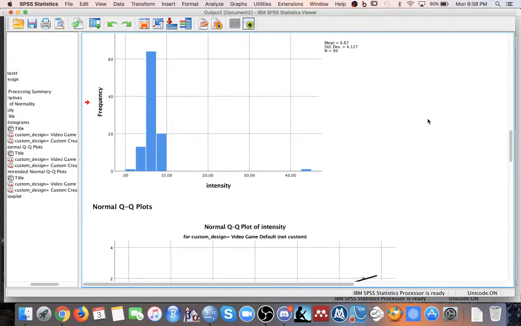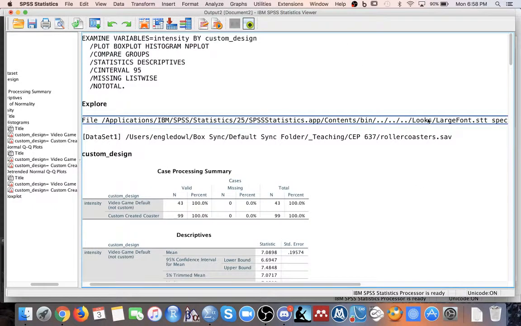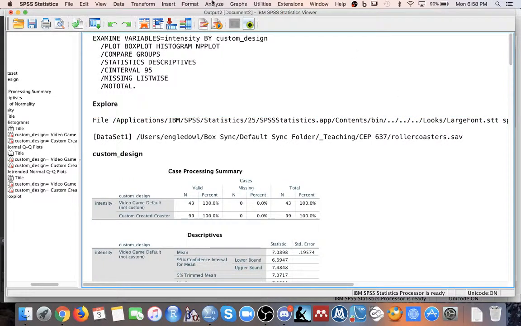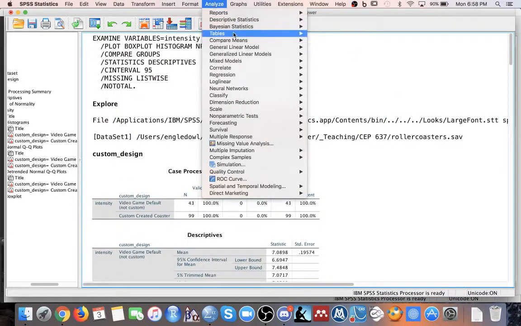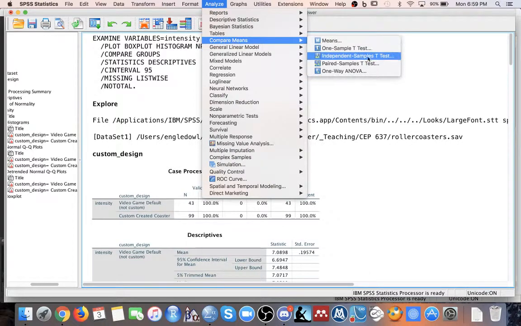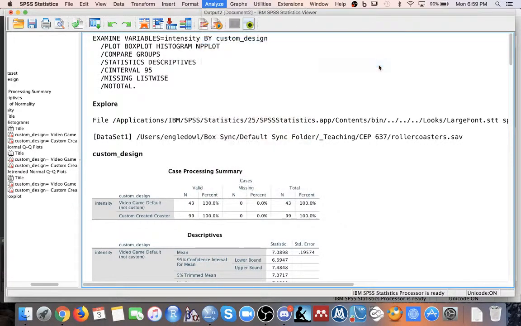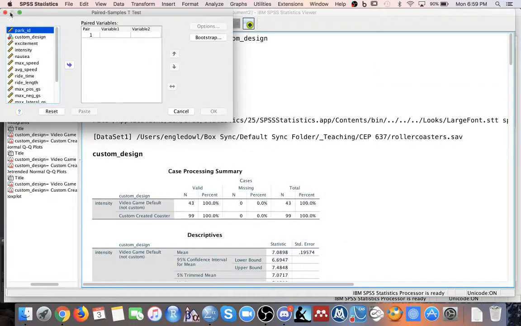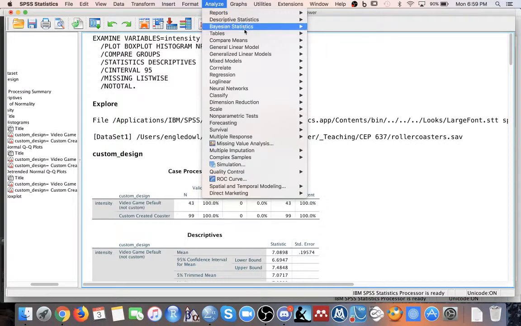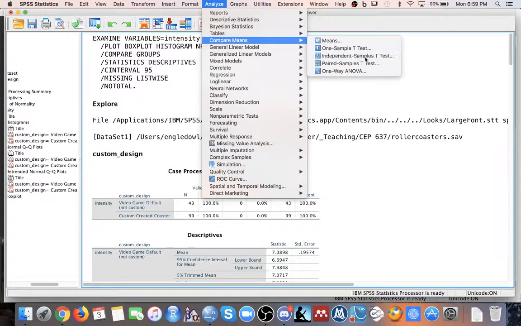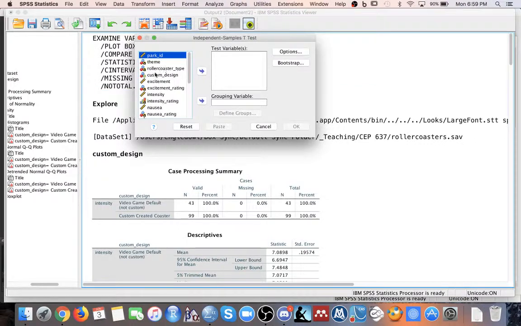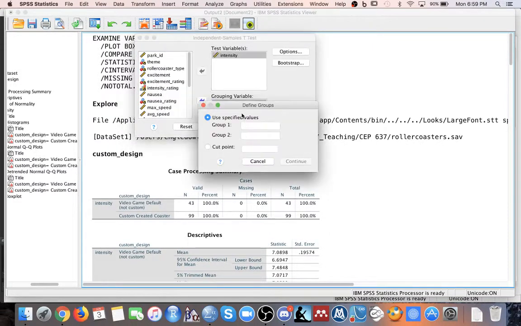And the thing we haven't tested for yet is equality of variances. The way that you do this is by running the t-test. It is one of the outputs that is spit out automatically. And I picked the wrong thing here. Analyze, compare means, independent samples t-test. So we'll put custom design as the grouping variable and intensity as the test variable. And we have to define the groups.